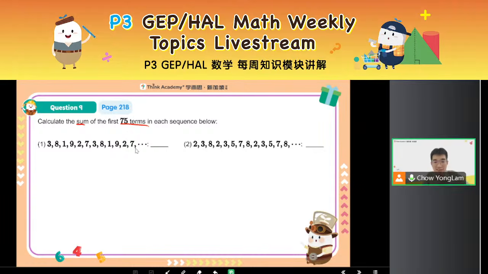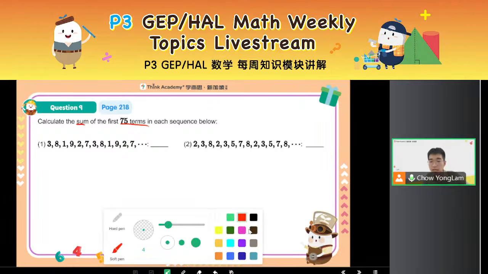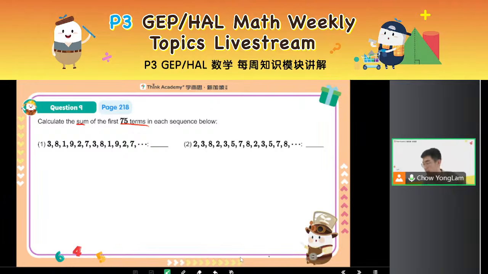381927, 381927. Can you tell me for question 1, how many terms are there in a repeating group? How many numbers are there? 381927, 381927. Very clearly, it is 6 in a group. Now, since you already found a repeating group, do you think you want to still list out the numbers and add them one by one?